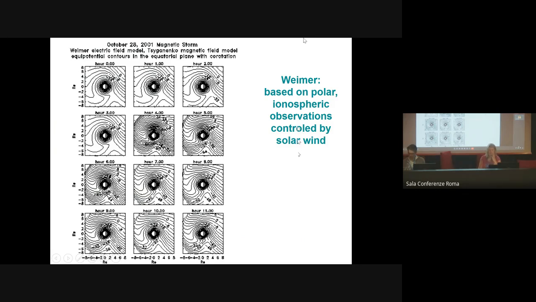But because it's observations in the ionosphere and at high latitude, well, it's not ideal because, as we have shown, the plasmapause is more formed in the equatorial plane and at large distance. So, well, it's not especially the best one for the plasmapause position.